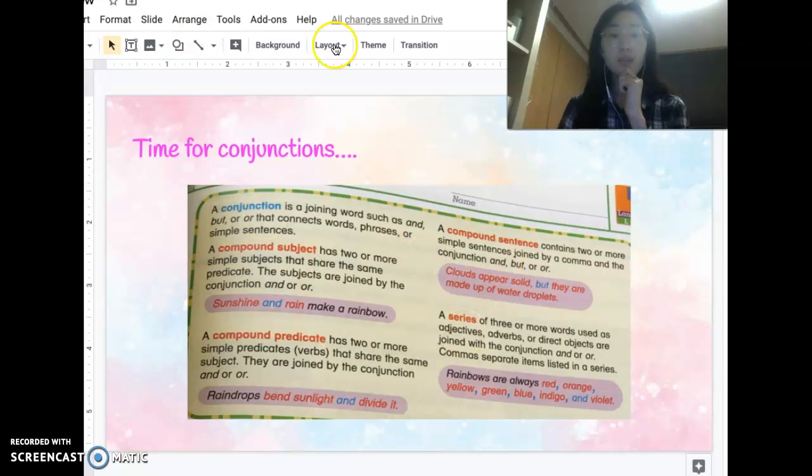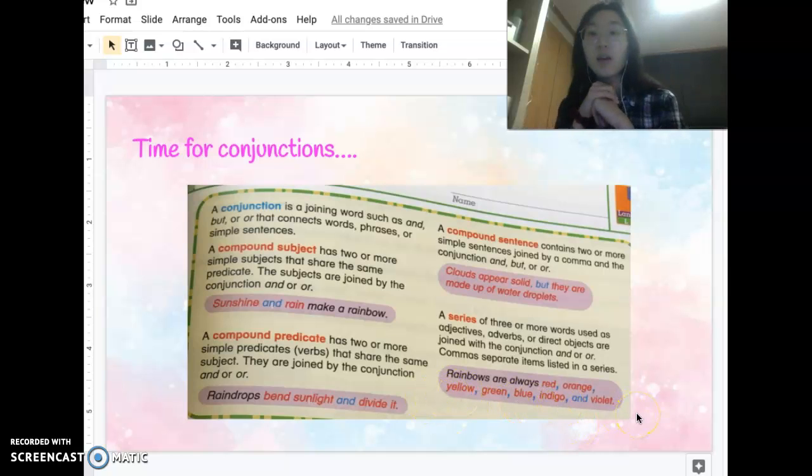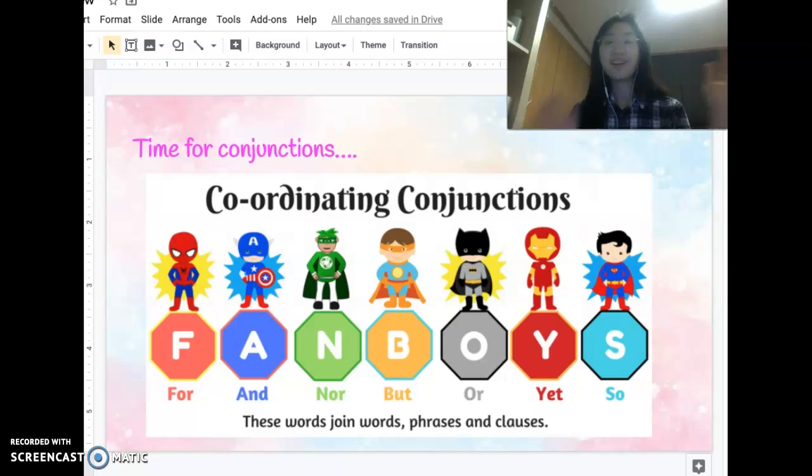And just gotta remember that if you use a conjunction, you're able to make a compound subject or compound predicate, compound sentences. And remember that series list different adjectives or adverbs or direct objects. And remember that with conjunctions, you have to use commas when necessary. The commas come before. There's a lot of information. Let's actually practice because that's going to be the useful part.